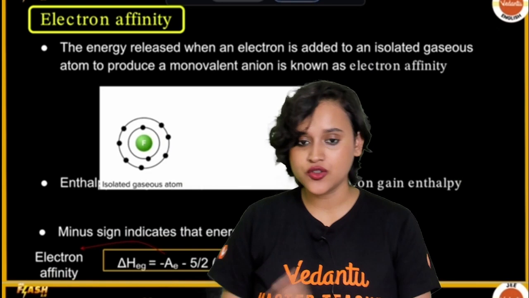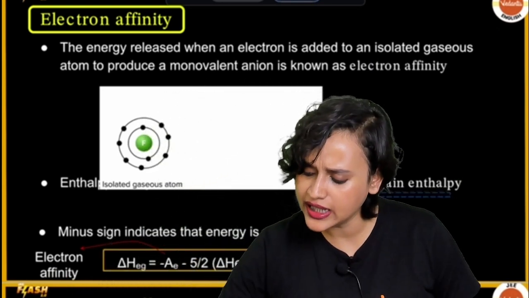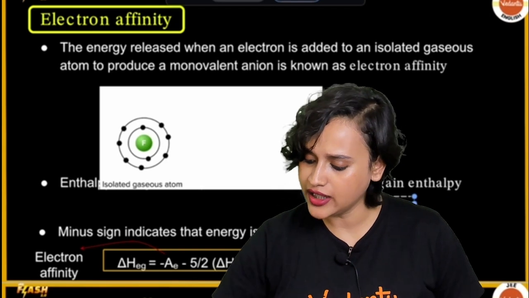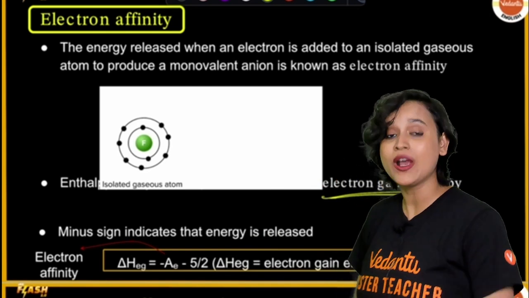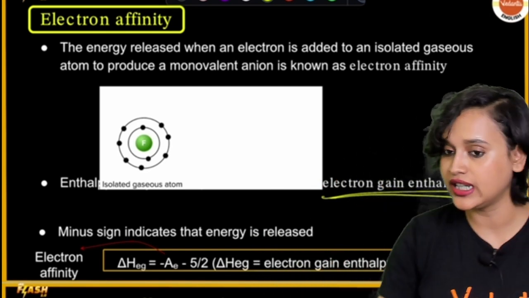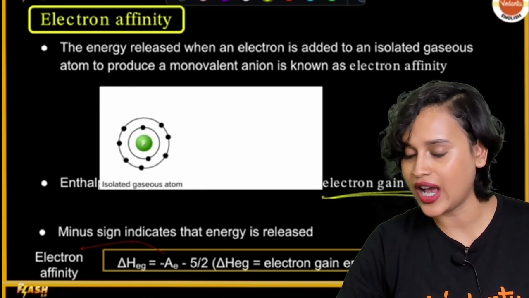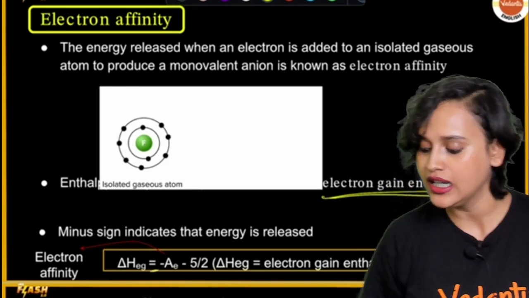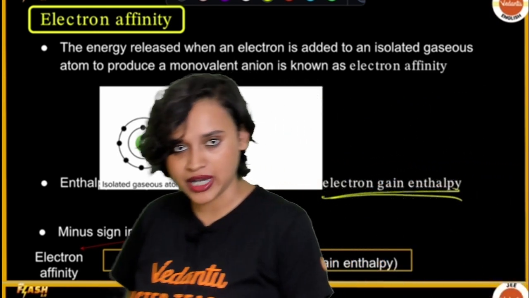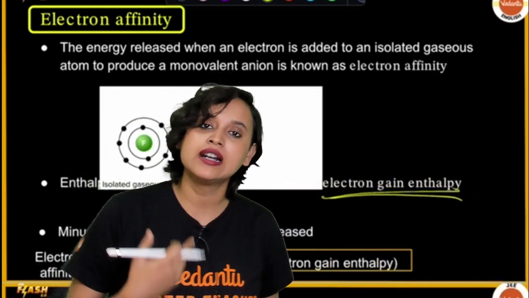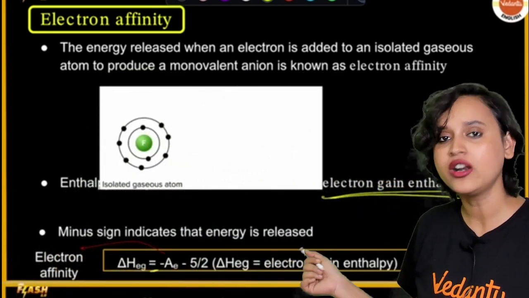Alright, anyway. I wanted to check what is written here, but basically they are telling you that this is called electron gain enthalpy. Now, when it is a minus sign, here you see that delta Hg is equal to minus Ae. Why is there a minus? The minus sign means that energy is released by the system, and this tells us that this is your electron affinity.